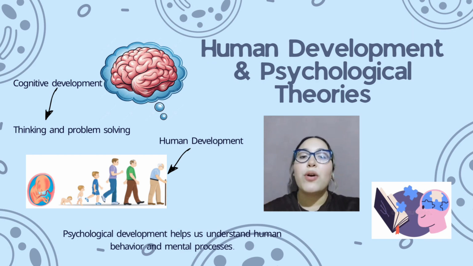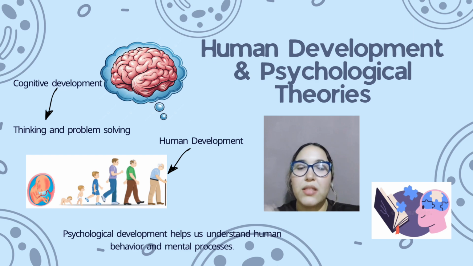The guide also explains cognitive and social development theories. Cognitive development refers to the growth of thinking abilities such as reasoning and problem solving. Social development refers to the development of relationships, including family and friendship.